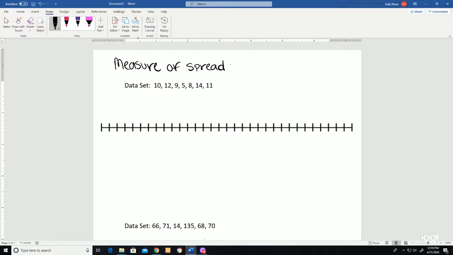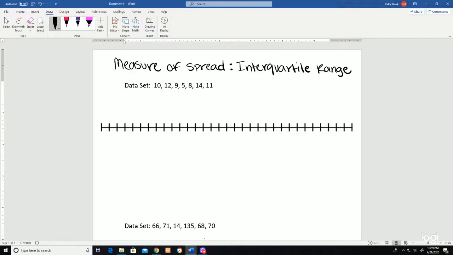With measure of spread, one of the more common ways to figure out how spread out your data is, is using something called the interquartile range. Now there's a lot to the interquartile range, so we're going to take our time and take it slow as we work through this because there are several steps to finding it.